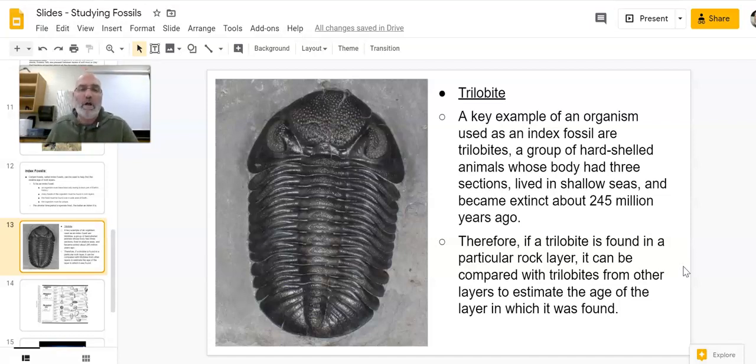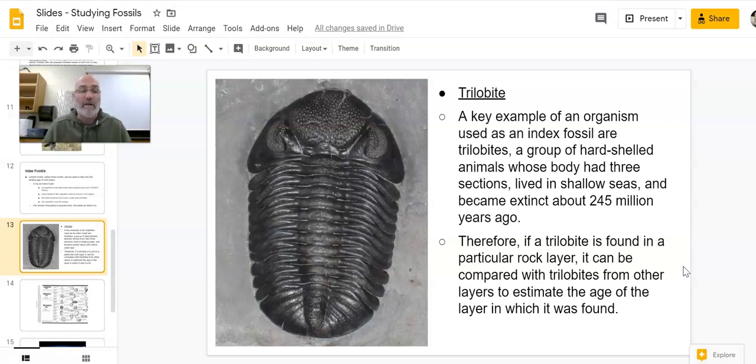Now, don't get me wrong, a trilobite is great and all, but in the end, what that really gives us the chance to do is also look at other fossils found in the same layer of rock and get an idea of when they may have lived too. Do you guys get that? An index fossil becomes sort of like a geological clock for us.